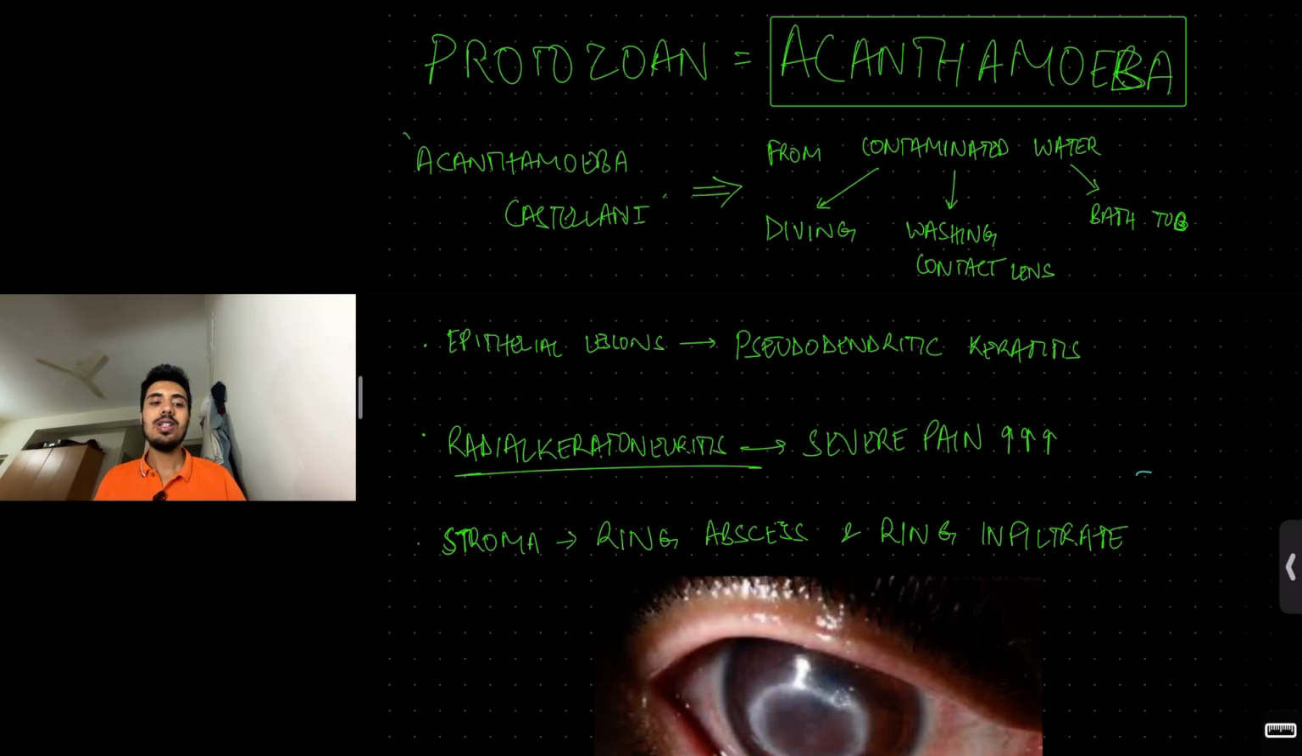So first let's start with Acanthamoeba keratitis. It is caused by a protozoan named Acanthamoeba castellani. Now, how does it spread? Most of the time it spreads from contaminated water, through diving in contaminated water, washing contact lenses in contaminated water, or your bathtub having contaminated water. These are the ways it spreads.